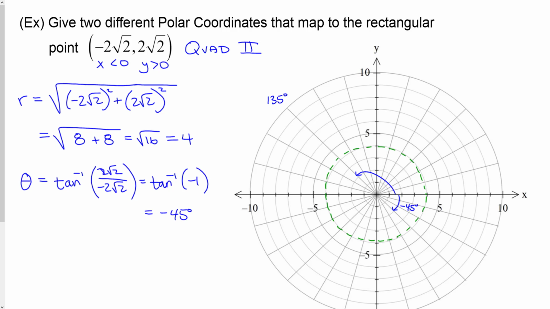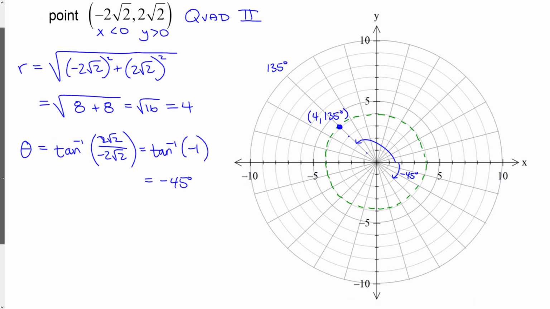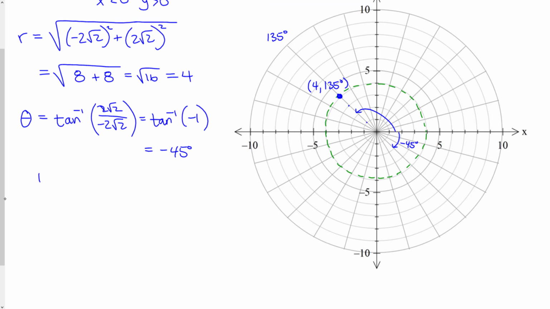So what that means is my point is 4 units out and on that line. So 4, 135 degrees. So there's one way of expressing that particular point. But it said to find 2 ways. So 4, 135 degrees. There's one.